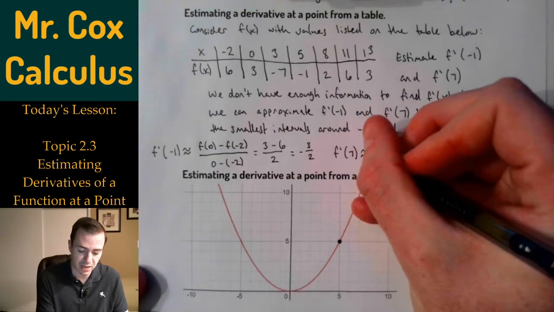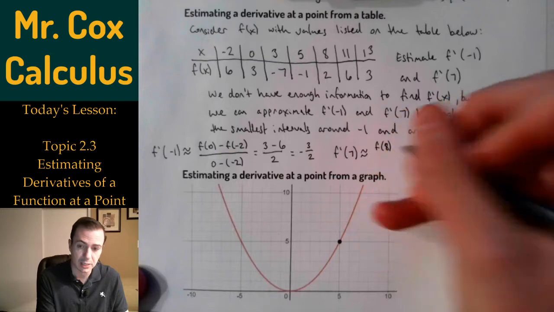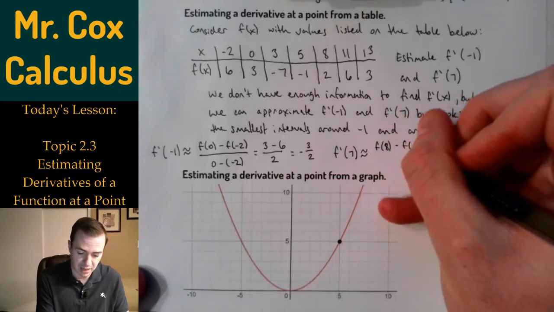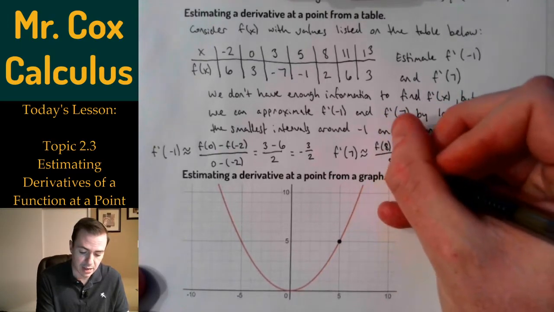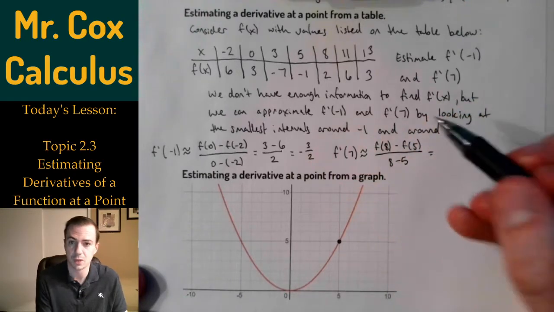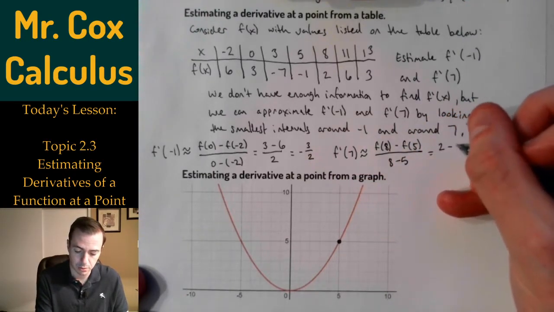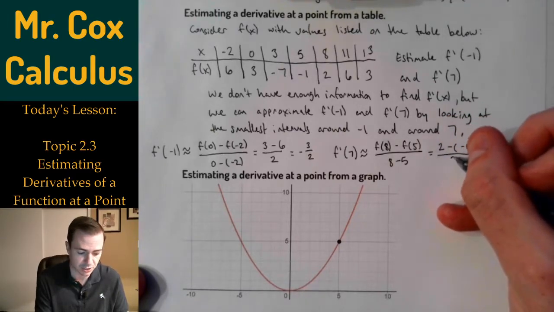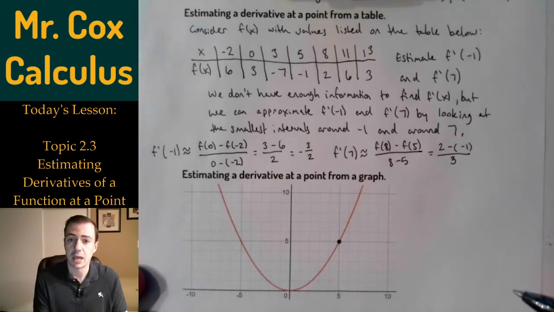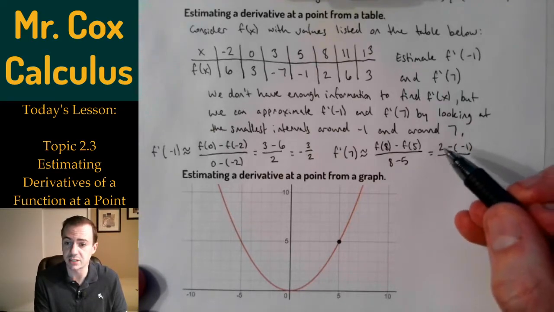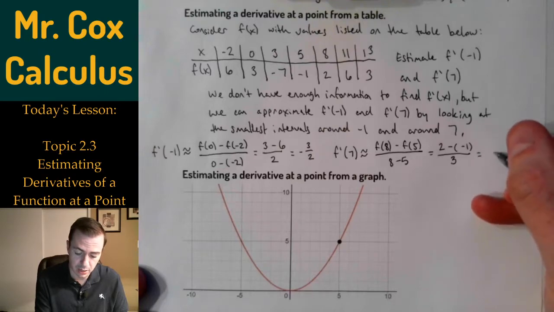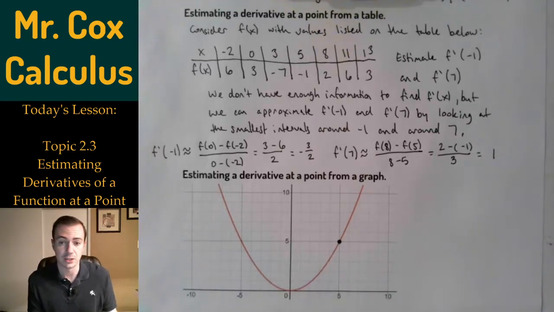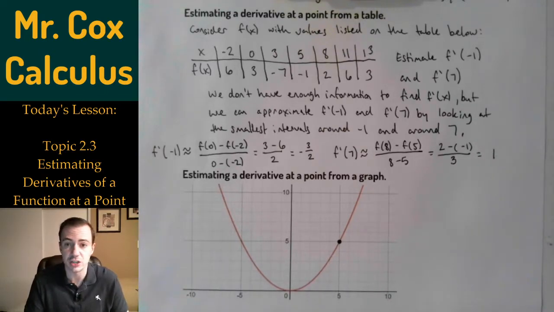So f prime of 7 is going to be approximately equal to f of 8 minus f of 5 over 8 minus 5. Well, f of 8 is 2 minus f of 5, which is -1, and it's all over 8 minus 5, which is 3. So that's going to be 3 over 3, which is 1. And so we can say the instantaneous rate of change around 7 is approximately equal to 1.